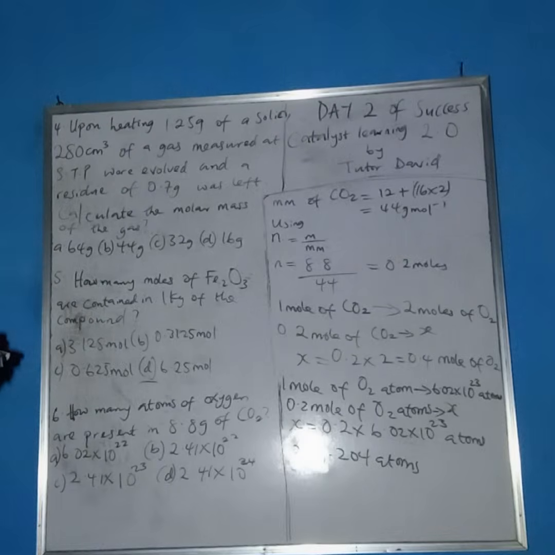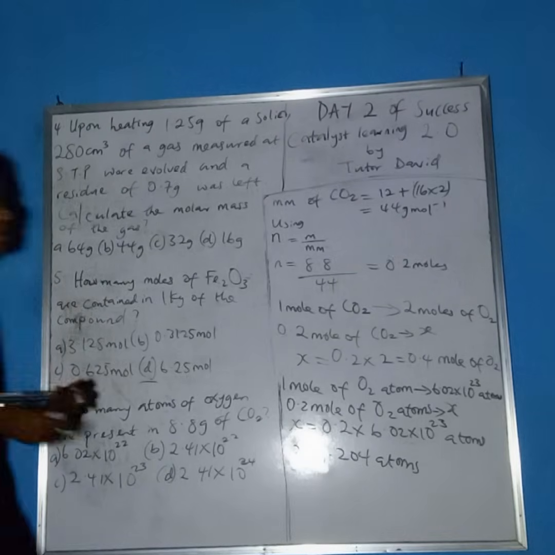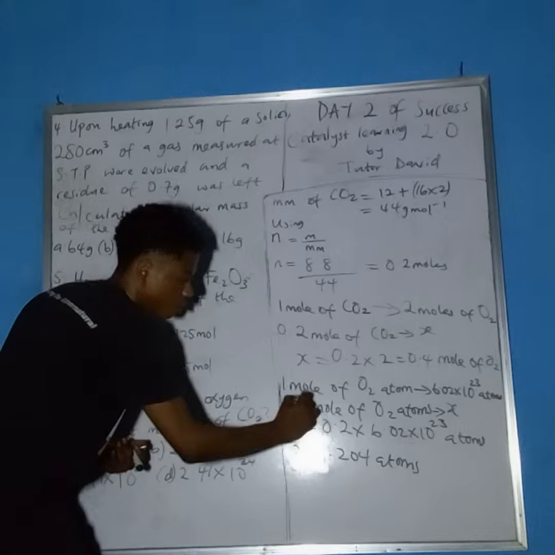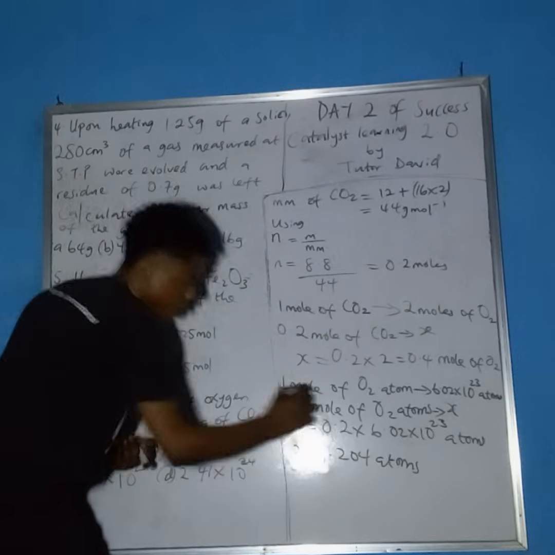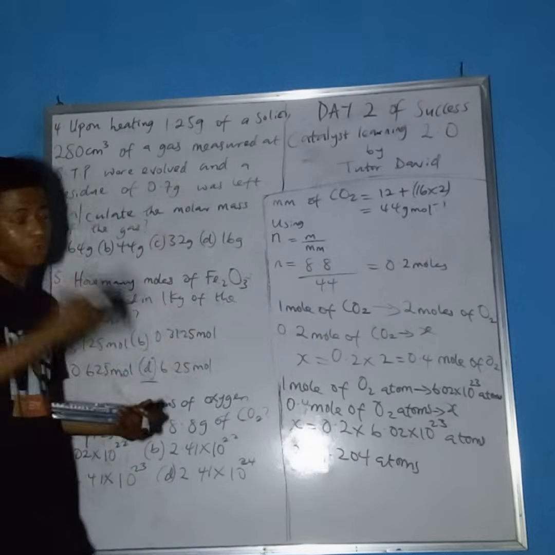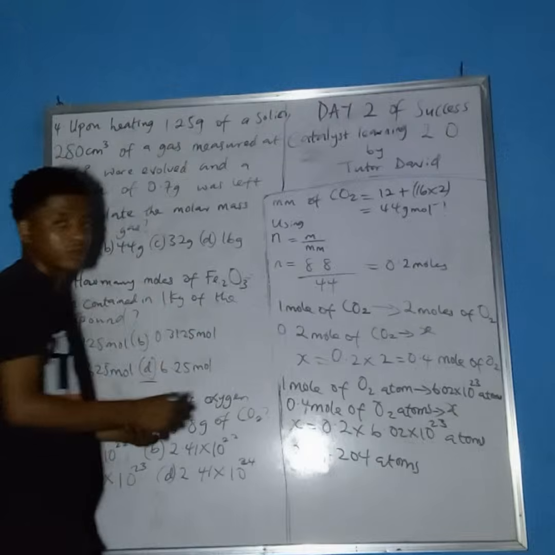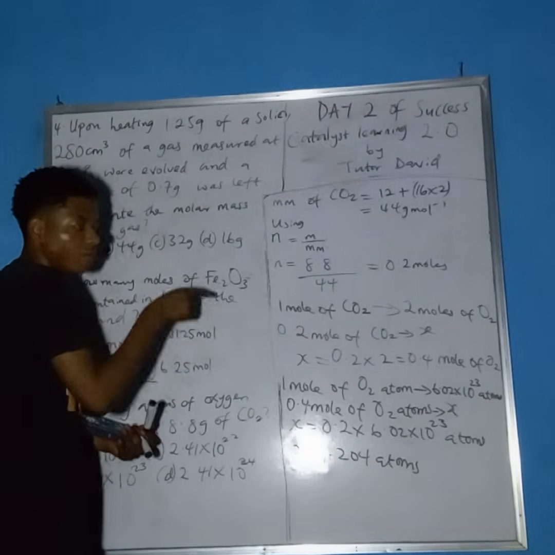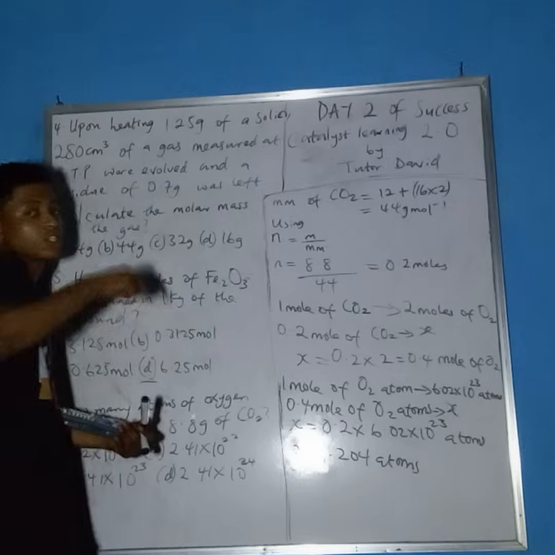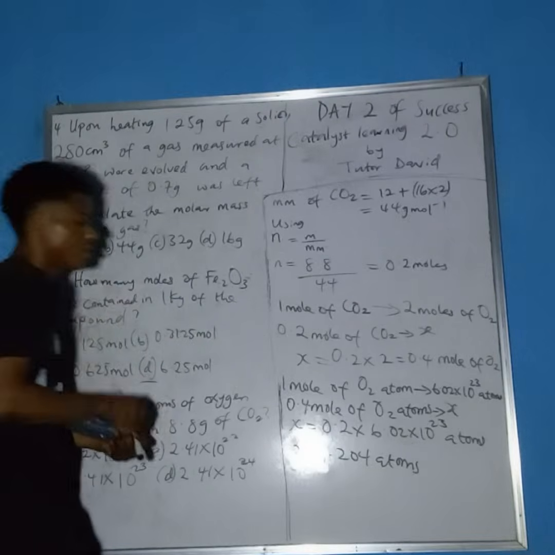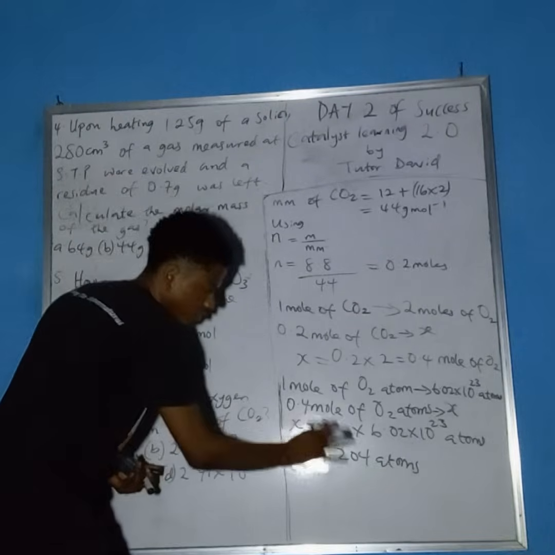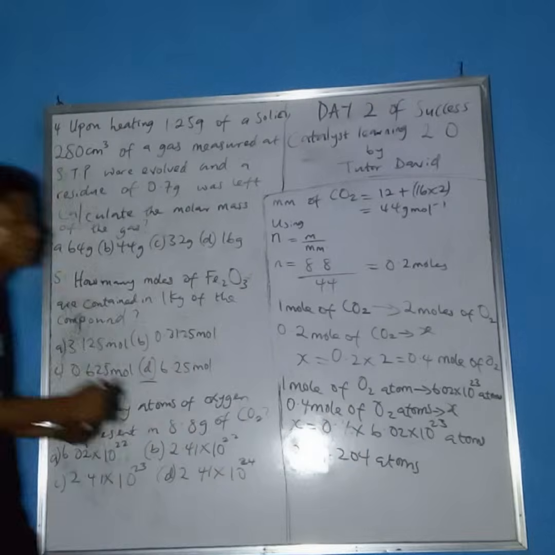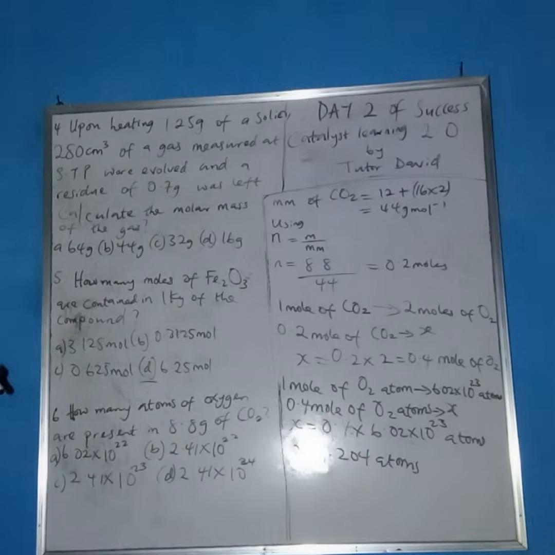Oh, sorry, guys. There was a mistake. It's 0.4 moles, not 0.2. Why? Because we already calculated earlier and saw that 0.2 mole of carbon dioxide can give us 0.4, not 0.2, sorry. So when you multiply, it's 0.4 instead. So 0.4 times 6.02 times 10, that should give us 2.4.